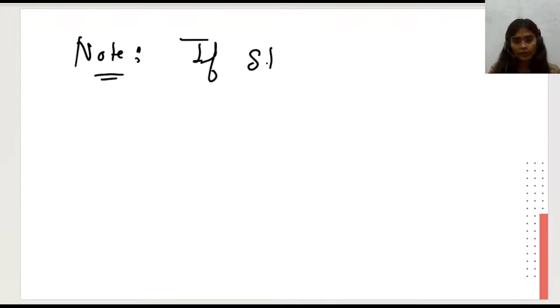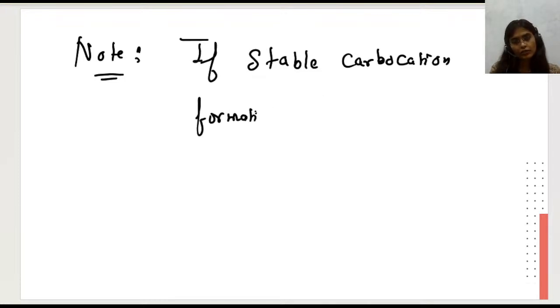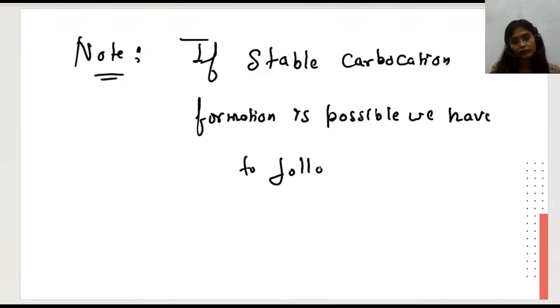If stable carbocation formation is possible, we have to follow the SN1 mechanism. Okay, be noted.